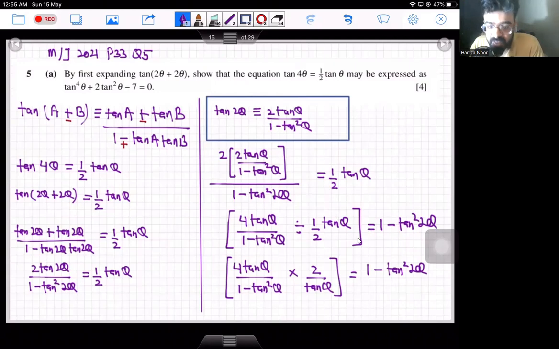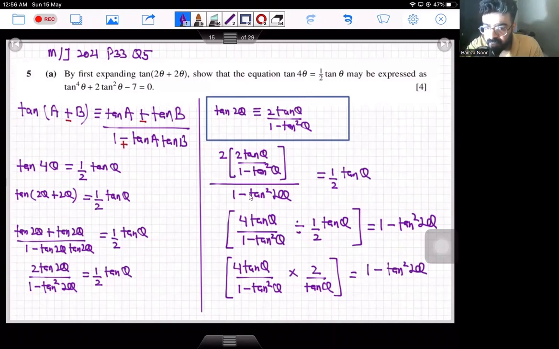The steps I have performed here are just for your ease, to make things much easier for you. Even if you avoid these two steps, it's completely fine. The tan θ here and the tan θ here will cancel out. And 2 times 2 is 4, and this 2 is multiplied by 4, so it will become 8. So this will be 8 tan θ over 1 − tan²θ.